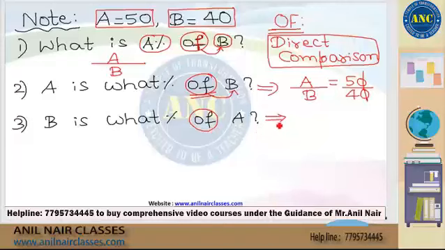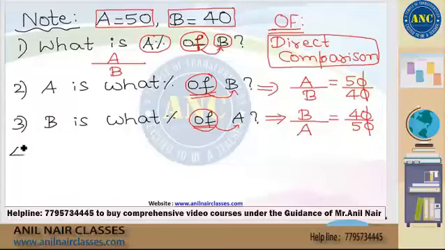Third: B is what percentage of A? After "of", which variable is coming? A is coming. So keep that A in the denominator. Because it is "of", directly write the other variable in the numerator. The other variable is B. So it is 40 by 50, 4 by 5. 4 by 5 is 80%. Now, this is when "of" is given in the question.